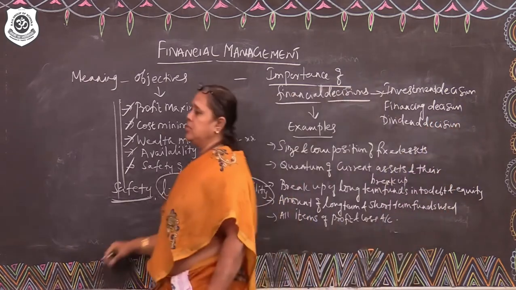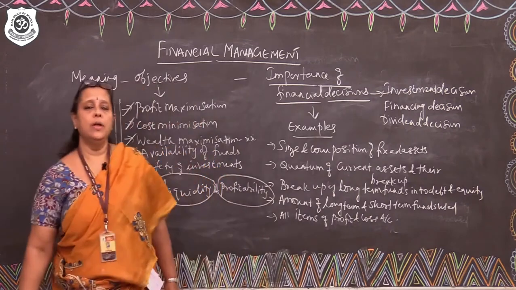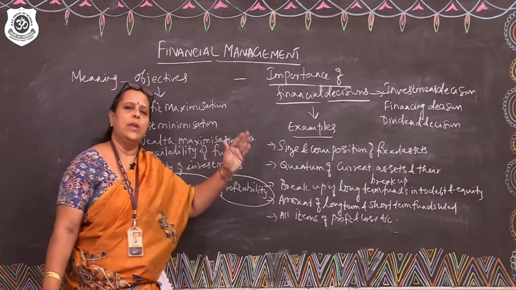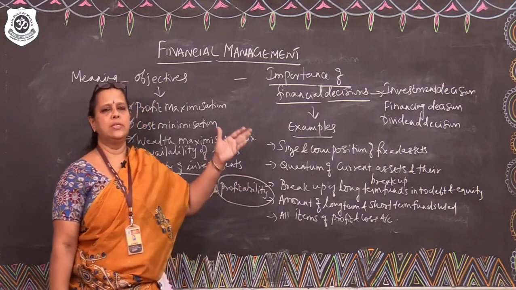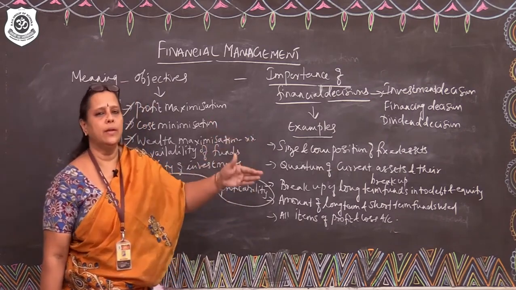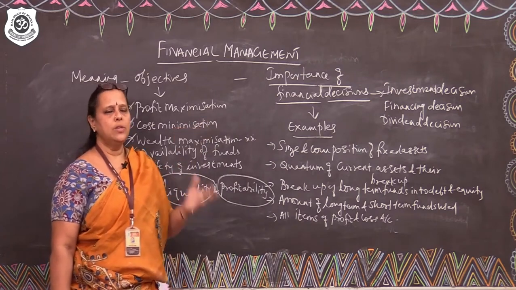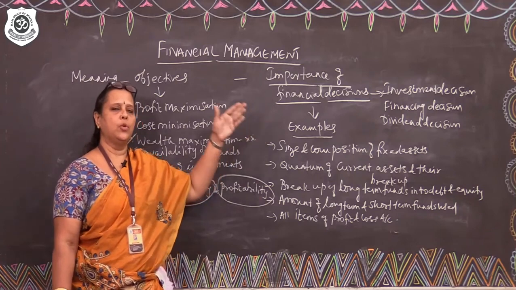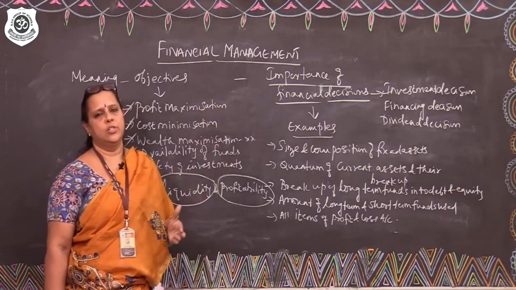So, all three decisions together are called financial decisions. Now, any change in any one of the decisions will have a series of impacts on every other decision. The financial decisions taken by the finance manager will have an impact on every item of the financial statements.